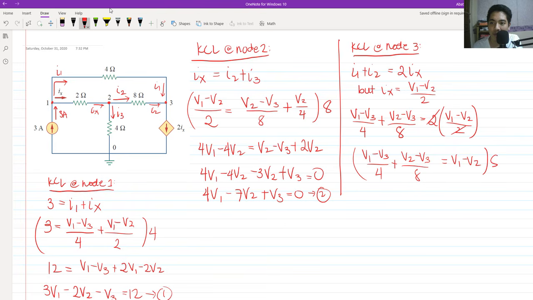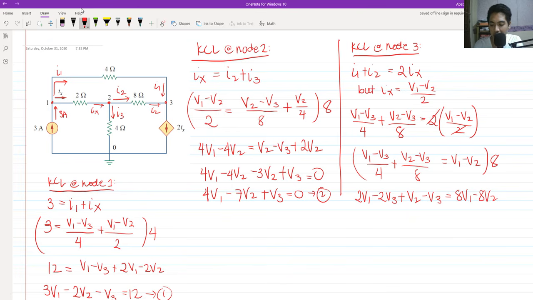Multiply both sides by 8. So we have 2V1 minus 2V3. I've already distributed the 2, because 8 divided by 4 is 2, multiplied by V1 minus V3. Plus we have V2 minus V3, equals 8V1 minus 8V2.